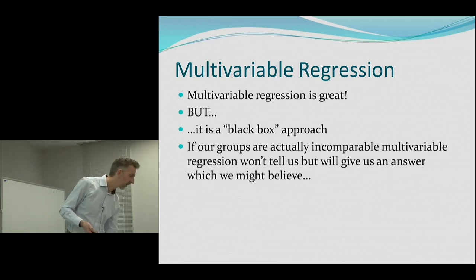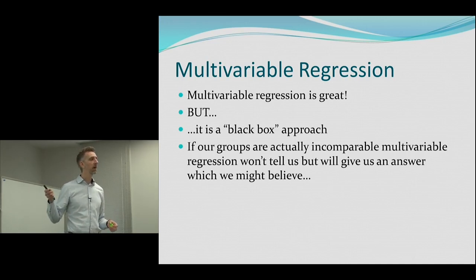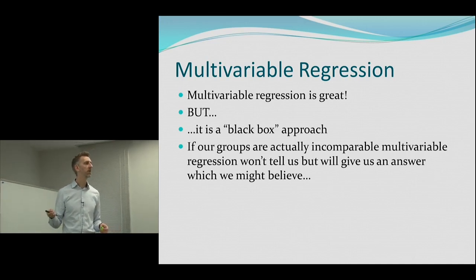Now, multivariable regression is great, but I think it also has some problems. I think it's potentially a sort of a black box approach. What I mean by this is that if our groups are fundamentally different from each other, so if our exposed group looks mostly like the obese guy who's eating burgers, and our unexposed group looks mostly like the woman who's doing yoga, we'll still run the regression and we'll get an answer, but we won't realise that there was this problem in the data.